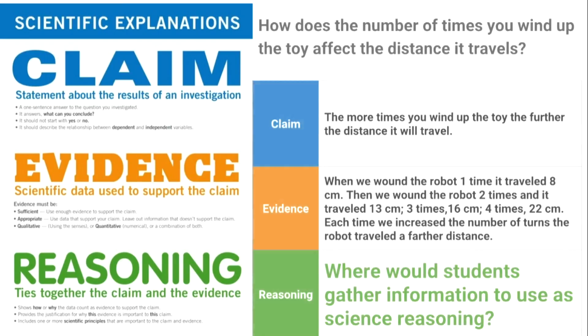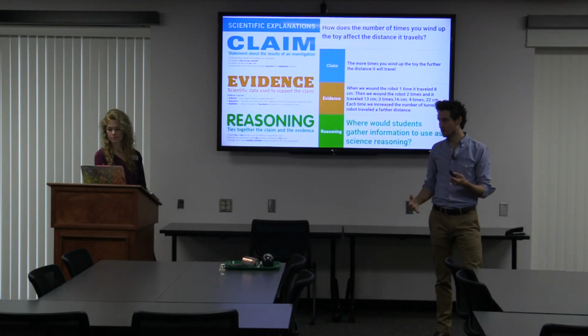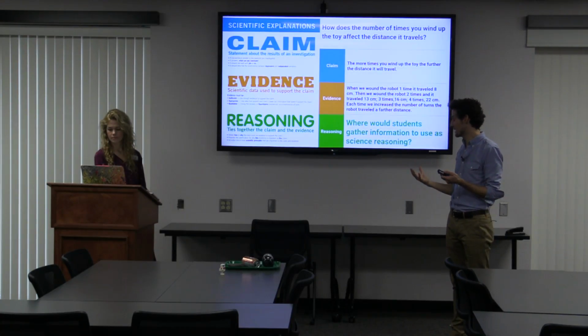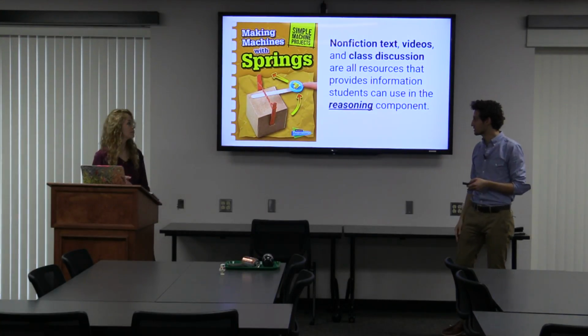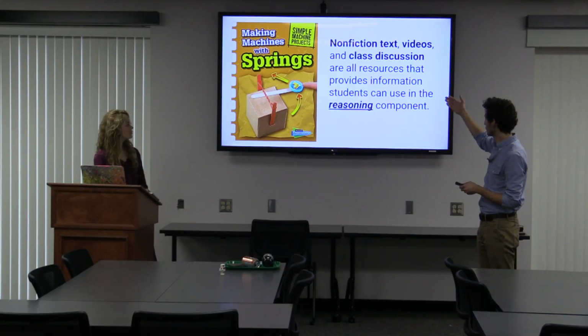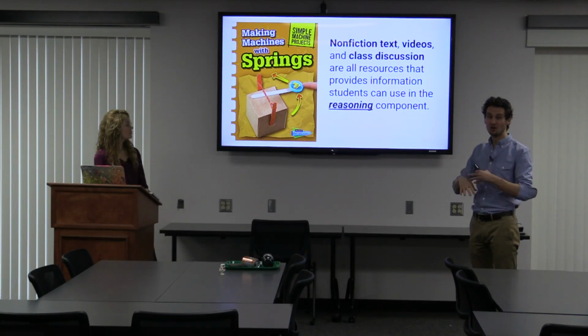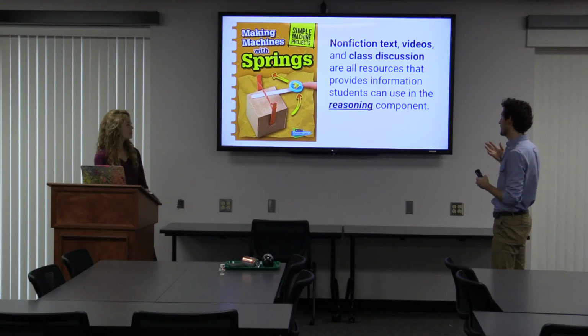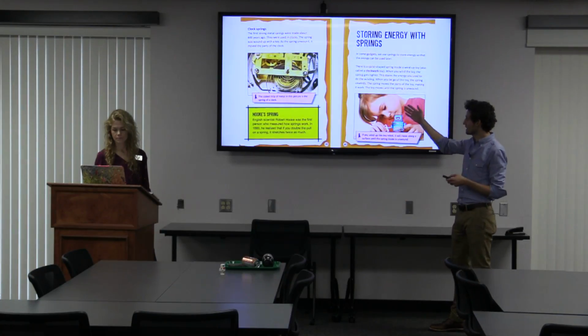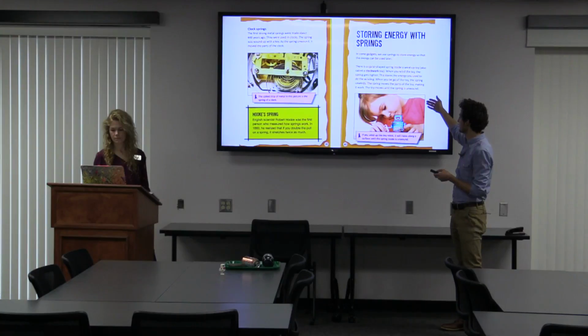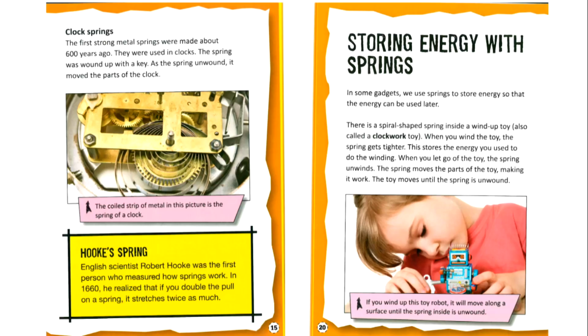But when we think about reasoning, we gather our reasoning from usually a nonfiction text or discussions we have in the class. And so in this example, we would go to maybe a book like this, Making Machines with Springs, and we would use this nonfiction text or videos or classroom discussion to help provide some information that students can use in the reasoning component. And so say they read these pages about clock springs and storing up energy. As you wind this toy tighter, the spring gets tighter, it stores more energy. Students can then incorporate that information into their CER to fully flesh out their thinking.